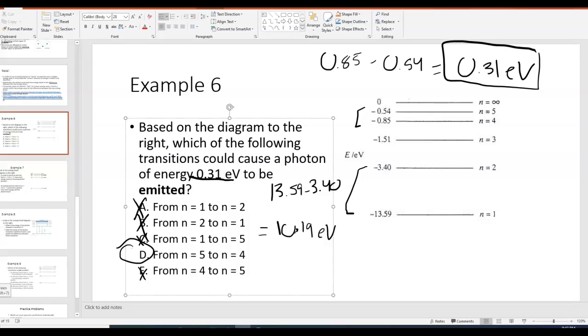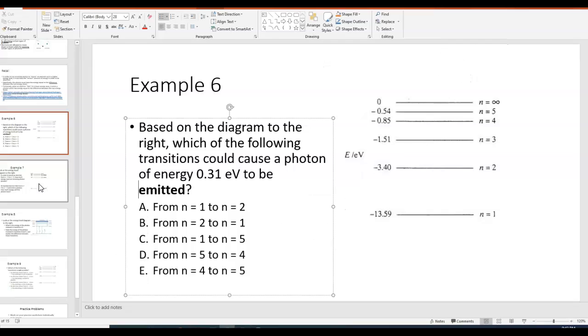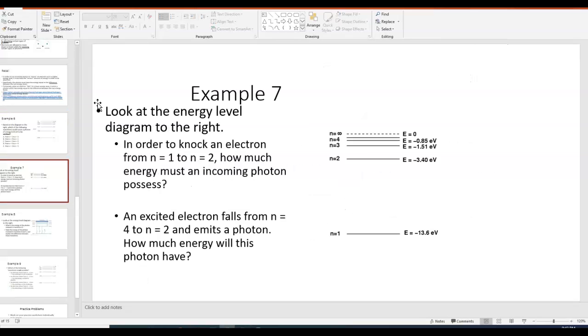Okay, so let's go on to example 7. Example 7 says, look at the energy level diagram to the right. In order to knock an electron from n equals 1, which is the ground state, to n equals 2, how much energy must an incoming photon possess? Well, let's look at the gap size, because remember, if the electron is sitting in ground state, n equals 1, in order for it to get excited up to n equals 2, a photon has to come in and hit it. And that photon has to have an energy equal to the difference, that means the gap size between these two energy levels.